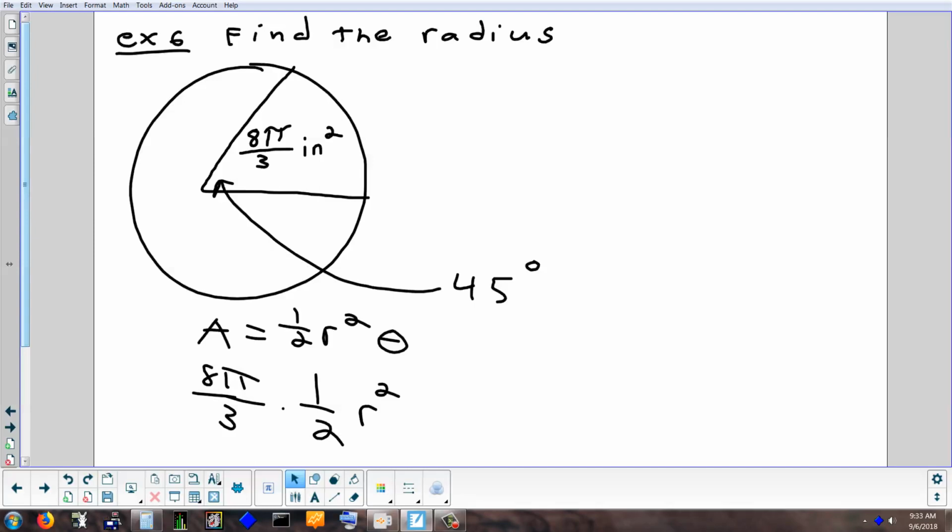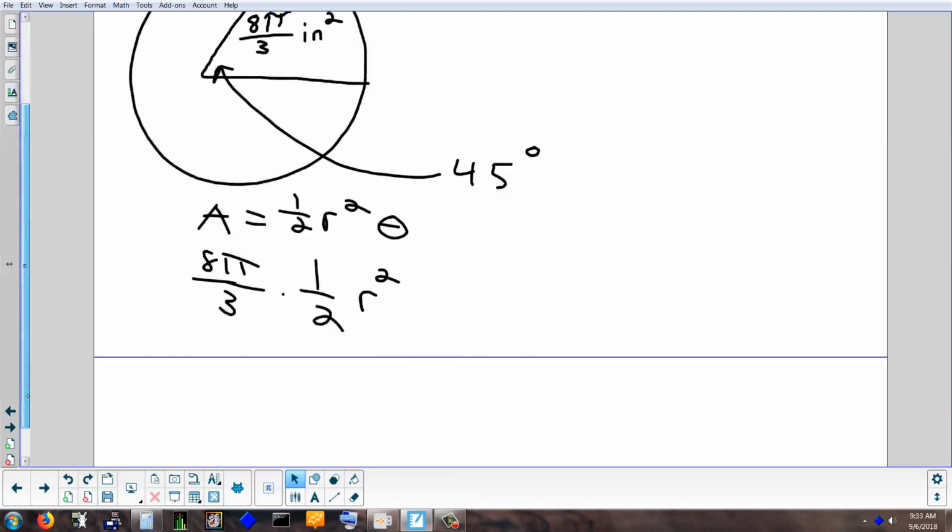What's theta in this case? 45 degrees. But I need it in radians, which is pi over 4. When you get used to radians working with 45s and 30s, you start to remember what they are. So I know 45 is pi over 4. How are we supposed to know that? You can do it the way we learned yesterday. You could always convert it by hand.